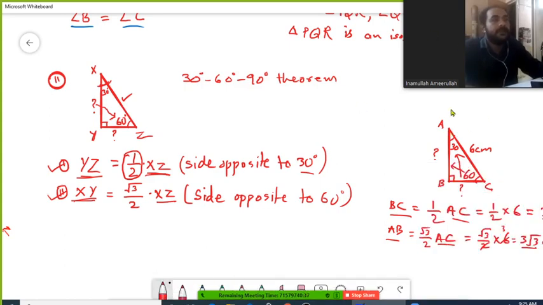This length of AC is 6 centimeter. And I asked you to find out the length of AB and BC. And you did that. You found BC as 3, AB as 3 root 3. So when we use the 30, 60, 90 theorem, if the length of one side of the triangle is given, we can find out the other two sides of the triangle by using the 30, 60, 90 theorem. Am I correct?